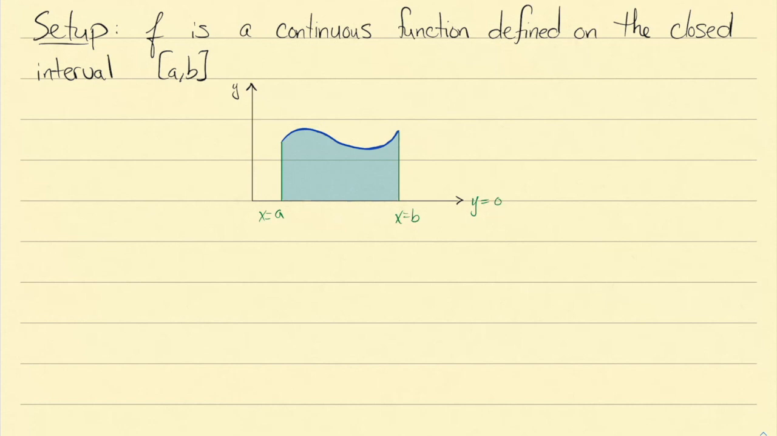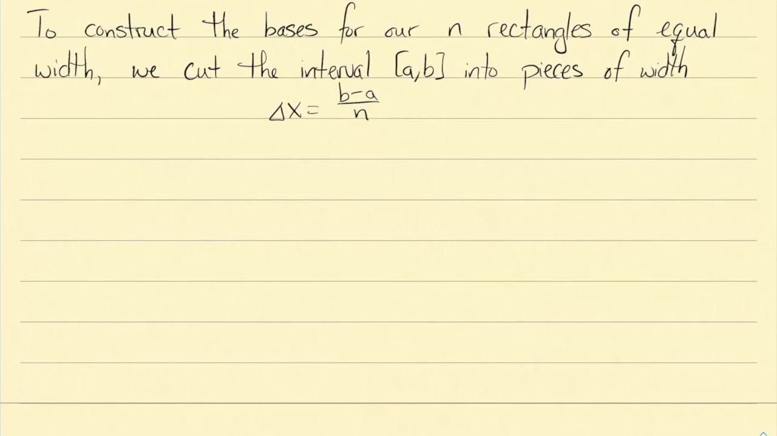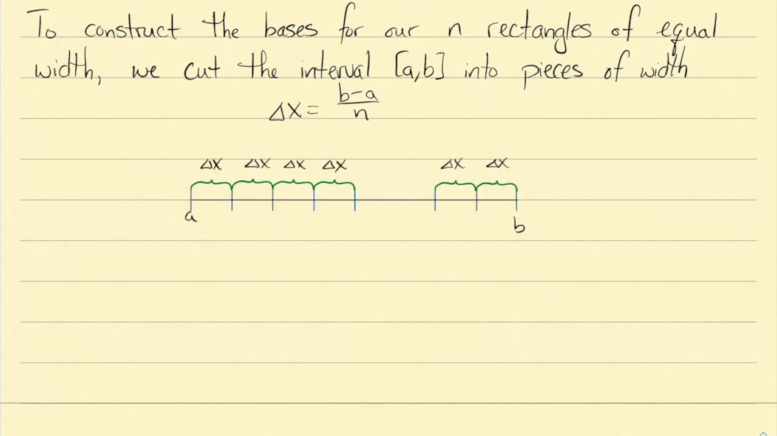So to construct n rectangles of equal width, we're going to cut the interval a to b into n pieces of width (b minus a) over n. The reason for taking (b minus a) over n is that we want to create n rectangles. We want all of the bases to be the same width. So b minus a in the numerator here represents the width of our interval, while n represents the number of pieces that we want to cut it into.